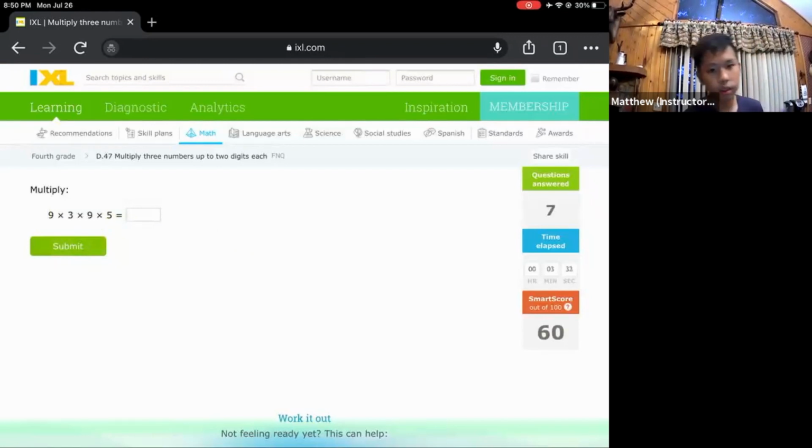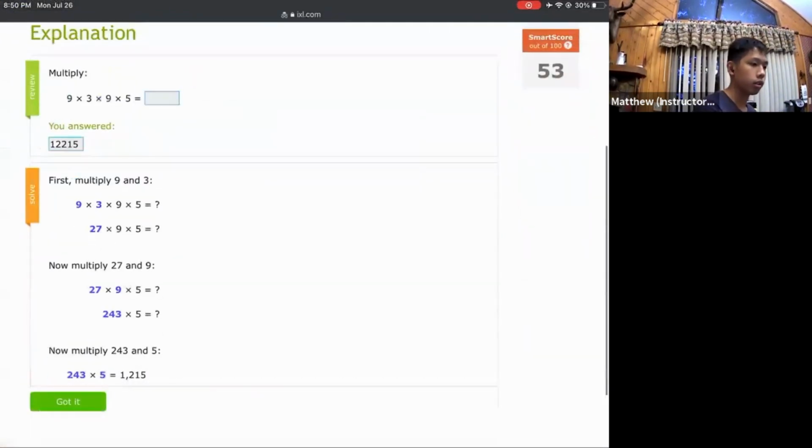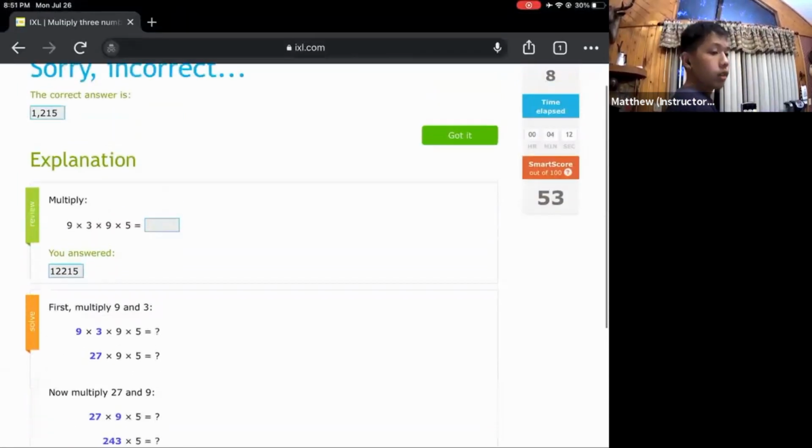Wonderful. Next one. 9 times 3 times 9 times 5. 81 is the same as 3 cubed. That's the same as 3 to the 4th power times 5. 273 times 5. 1,2,1,5. And the answer is incorrect. Did you mistype a 2? Yes, you 100% did. Also, I misspoke the number: 243, not 273. I'm so sorry for that. My bad. The answer is 1215.